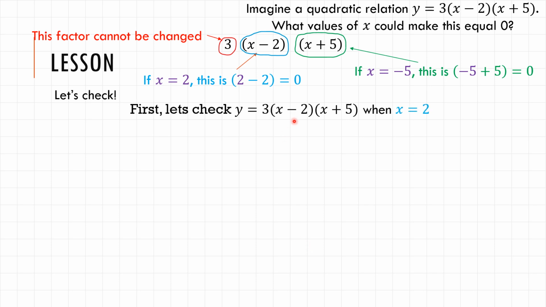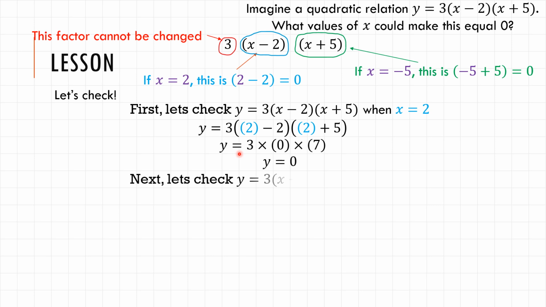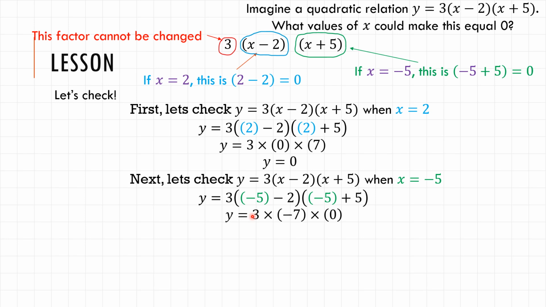So let's double check to make sure that this is true. So when we plug in 2, this becomes 3 times 0 times 7. Again, it doesn't matter what these are. We're still going to end up with 0. And when we check negative 5, 3 times negative 7 times 0. Again, it doesn't matter what these two are, because even though this is negative 21, anything times 0 will still get us our answer 0 here.